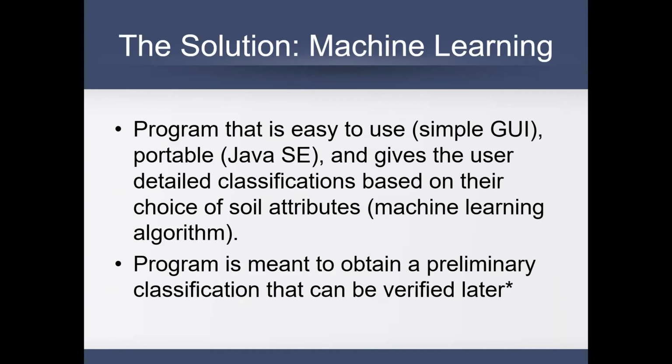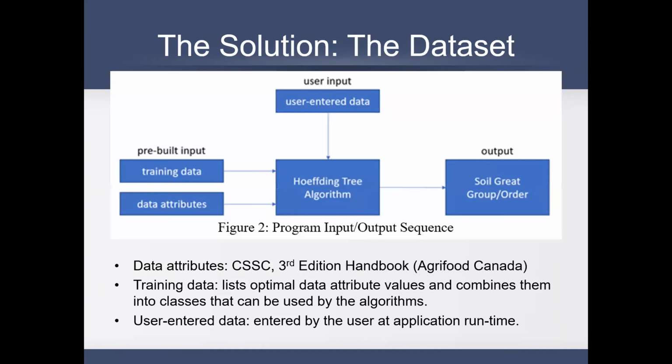So the program must be easy to use, it must be portable, and give the user detailed classifications based on the choice of soil attributes using a machine learning algorithm. The program is meant to obtain a preliminary classification that can be verified later via, as I mentioned earlier, geotechnical means through a laboratory. There's one main data set, and then we're applying a couple of algorithms to it as well as bringing training data in.